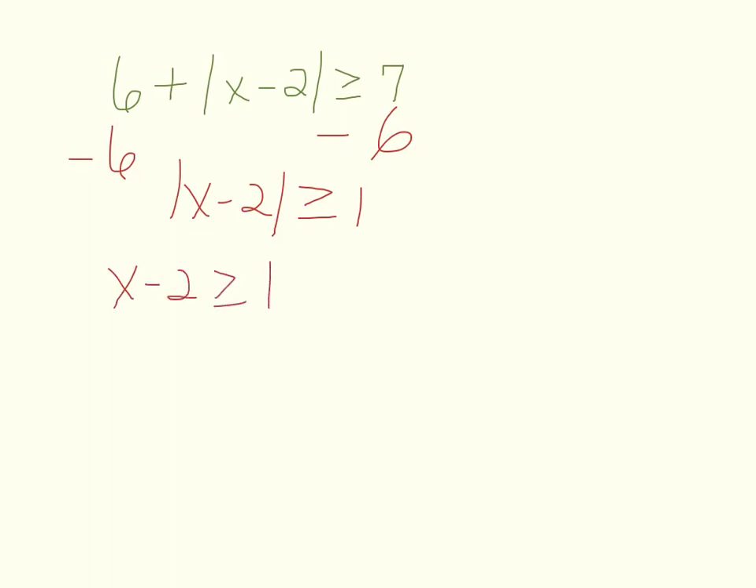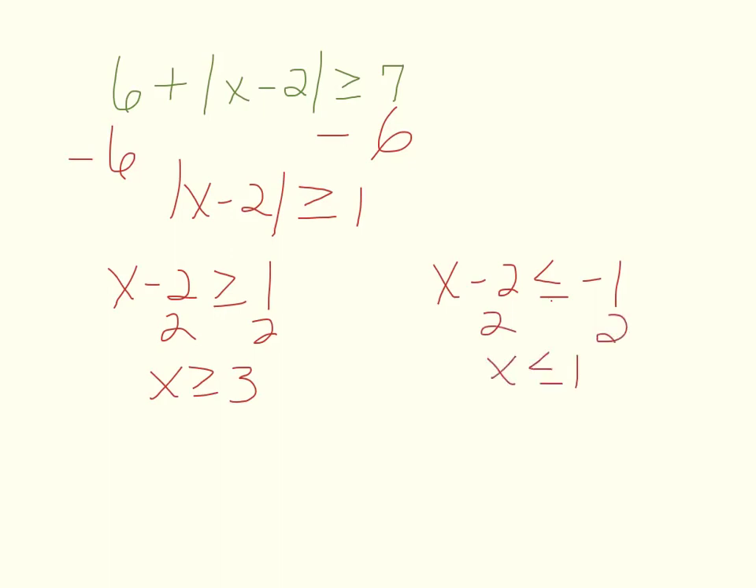So this is what it looks like to the right of 0 and to the left of 0. Just flip the sign and change your answer to negative. Add 2. Okay, add 2. All right, number line. All right, they're both shaded. All right, x is greater than or equal to 3. X is less than or equal to 1.